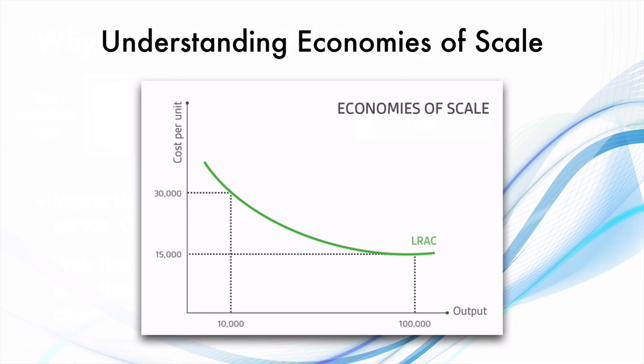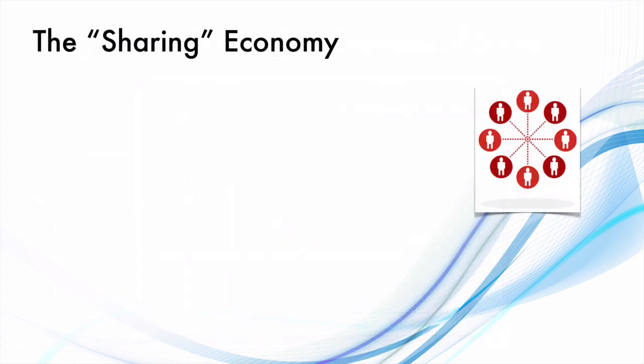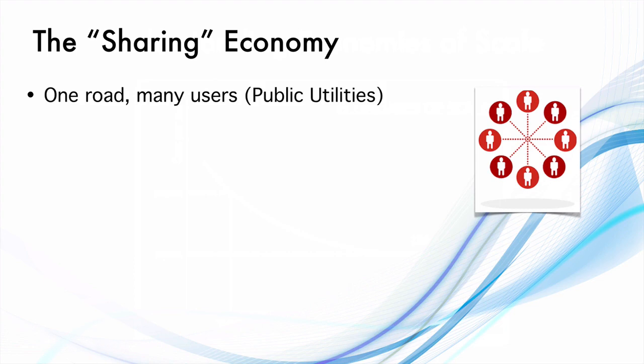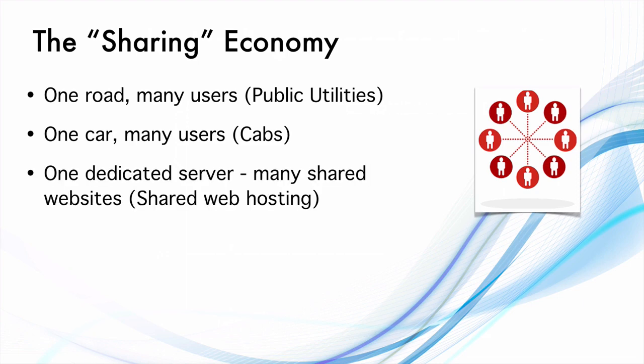So you can go ahead and Google about economies of scale, read a Wikipedia article, or watch a few YouTube videos. So that's what we are looking at here. When there is a lot of units in a single production line, the cost per unit comes down. That is what the sharing economy is all about, right? One road, many people who use it, these are public utilities, and one car, many people use it, these are cabs. One dedicated server and many shared websites. So this is basically shared web hosting.